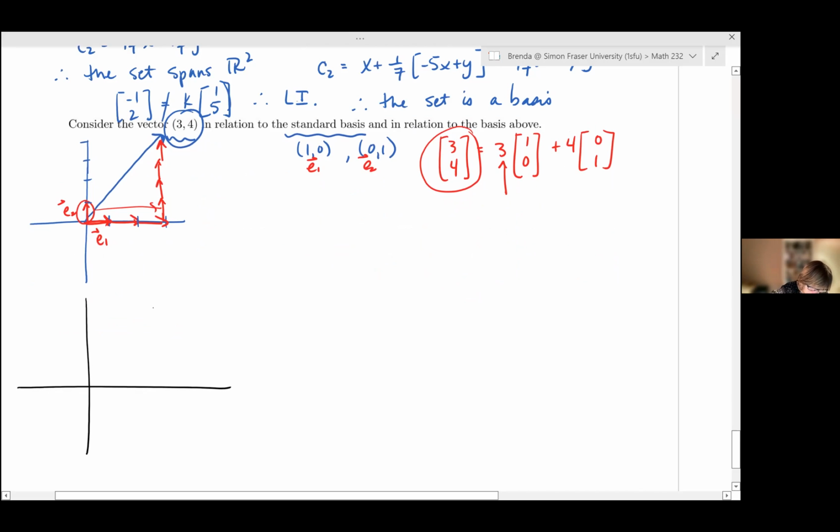Okay, we're talking about the same point in space. 1, 2, 3, 1, 2, 3, 4. We're talking about the same spot here. There it is, 3, 4. Okay, now our basis vectors are looking different.